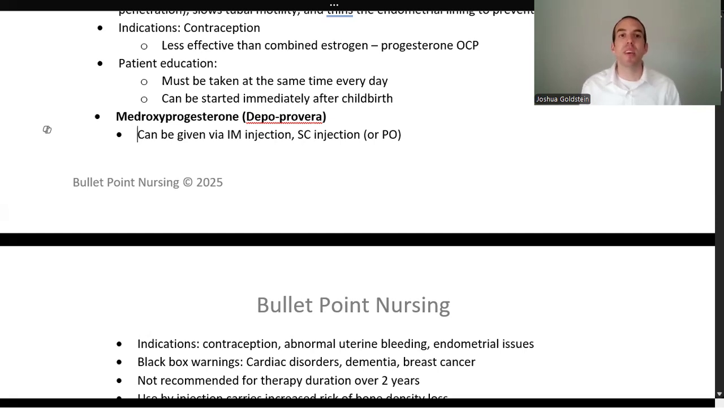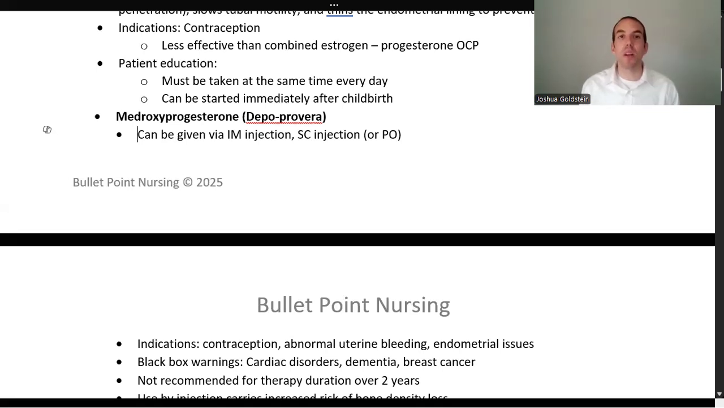A subclass of this, we have medroxyprogesterone. Medroxyprogesterone is a progesterone medication. It is given as a contraceptive, and it's known as Depo-Provera. It's an injection, either IM or sub-Q. There is a PO medroxyprogesterone, but that one is not used for contraception, for preventing pregnancy, so I'm not talking about that one right now. This one we talk about is used for contraception and abnormal uterine bleeding.